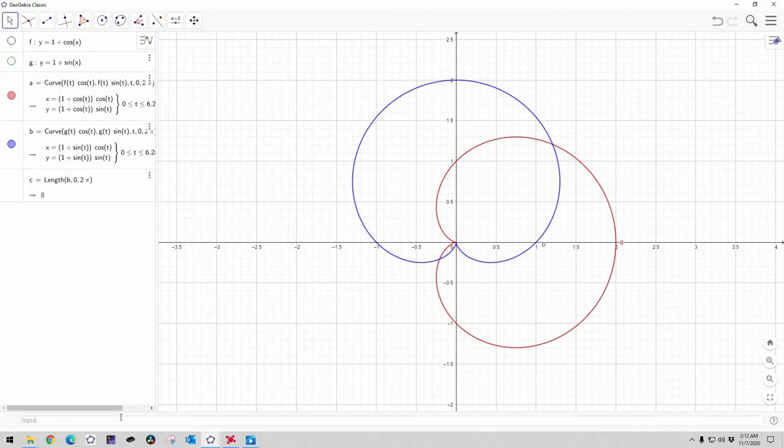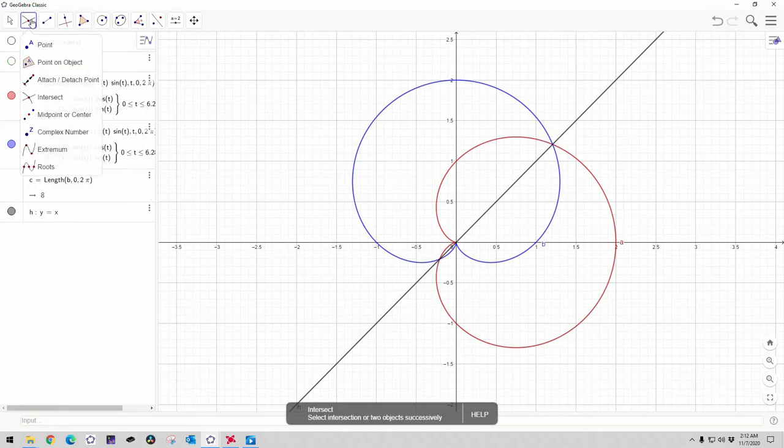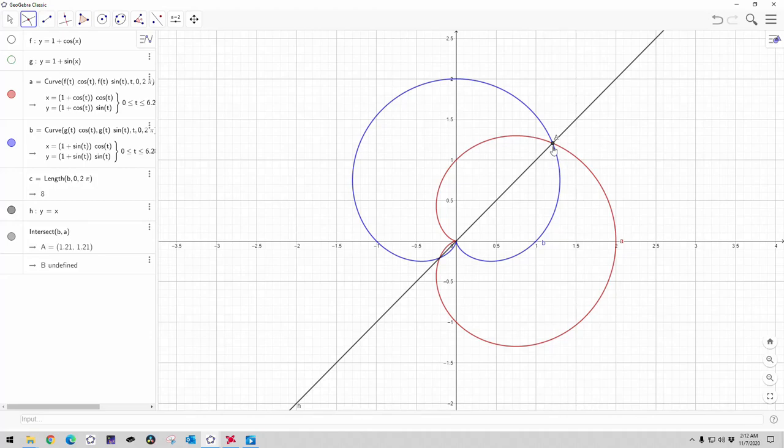The thing that I really want you to notice, though, is if I type in the line y equals x, notice how that line slices this thing exactly down the middle. If I were to intersect these two curves, the blue and the red, notice it gives me that point right there, 1.21, 1.21, which is exactly on the line y equals x. And the line y equals x is at a 45 degree angle, so of course that makes sense. Also note, it actually intersects all three of the interchange places. And GeoGebra is having trouble even finding the other one. It's saying it's undefined. It's just having trouble finding the other intersection over here is all.